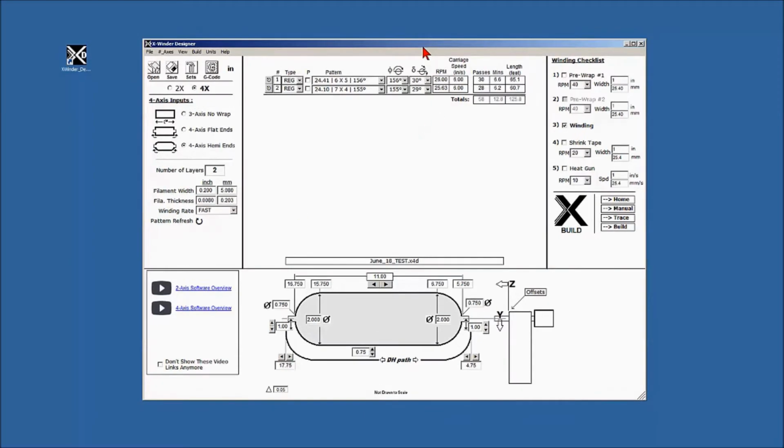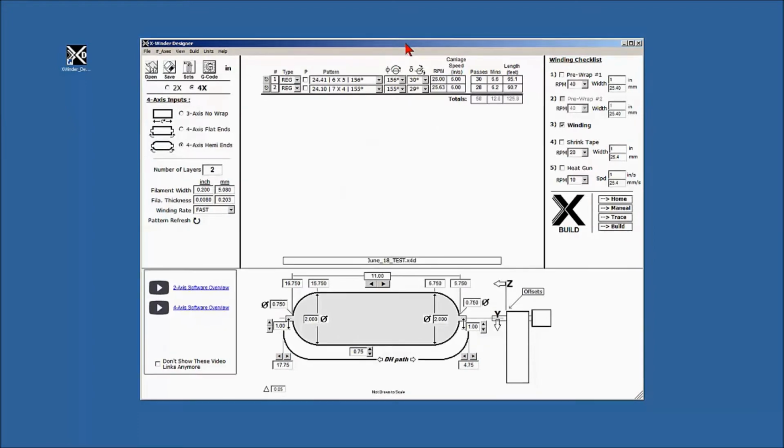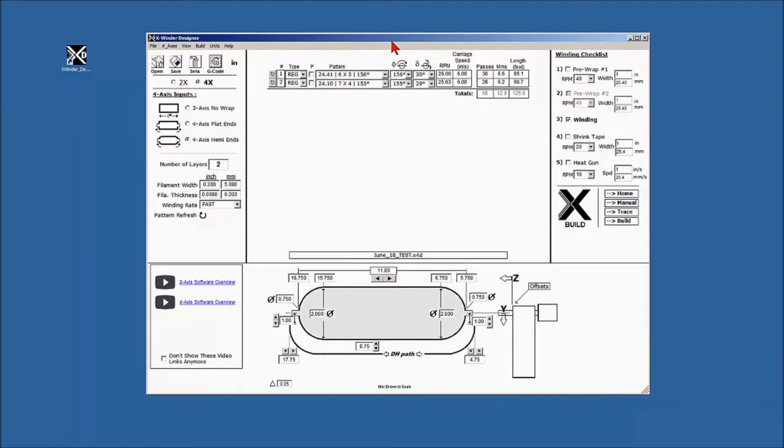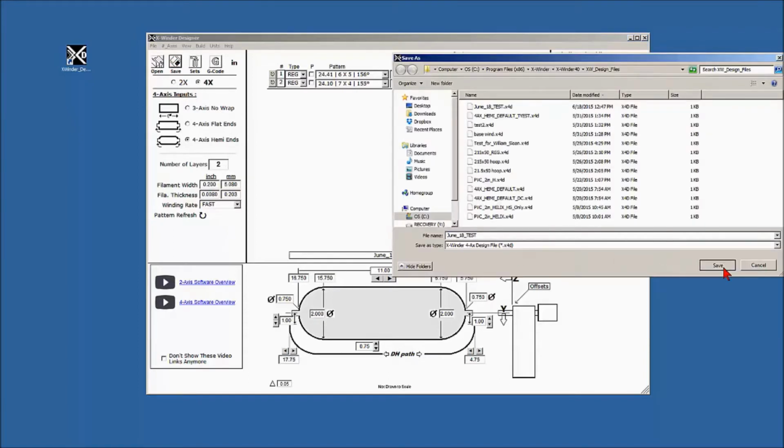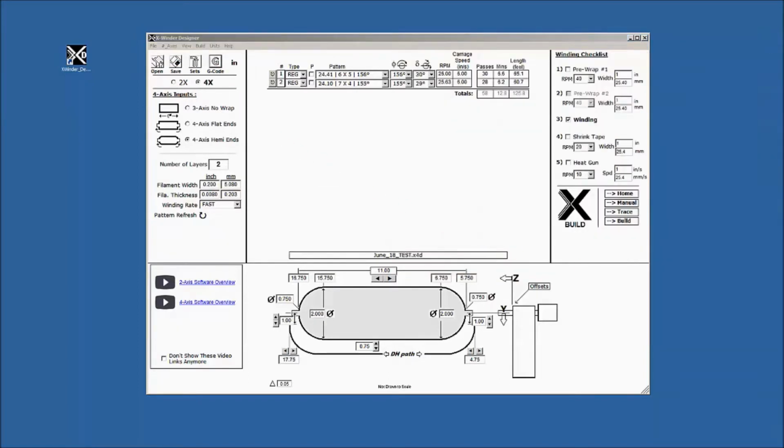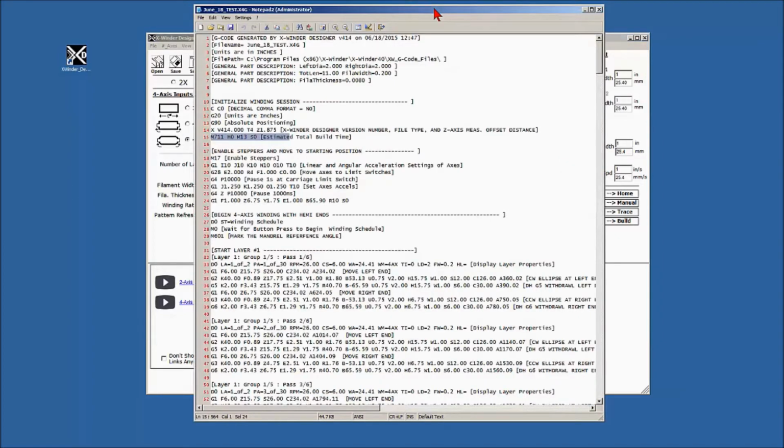Okay, so we're going to talk briefly about the G-code that's generated by the designer and used by the executor to operate the X-Winder. We're looking at a 4-axis file that we've designed here in the designer. I've got in 2 layers, all the geometry for a hemispherically ended mandrel. I'm saving the design file. I'm now going to look at the G-code file that's created by the designer.